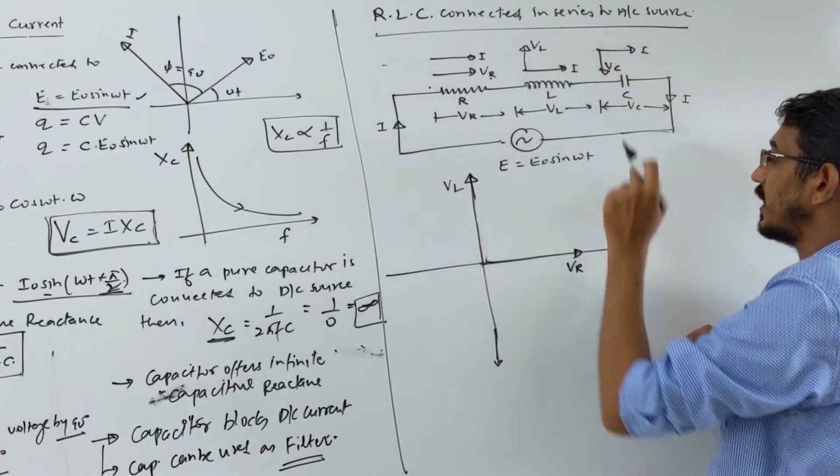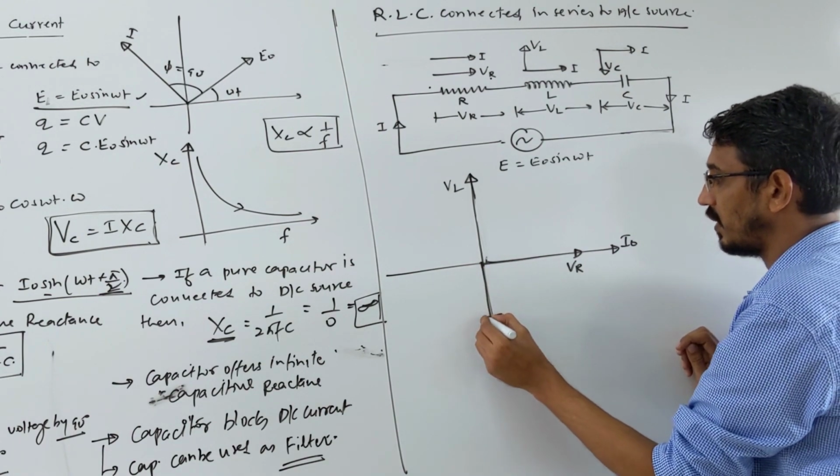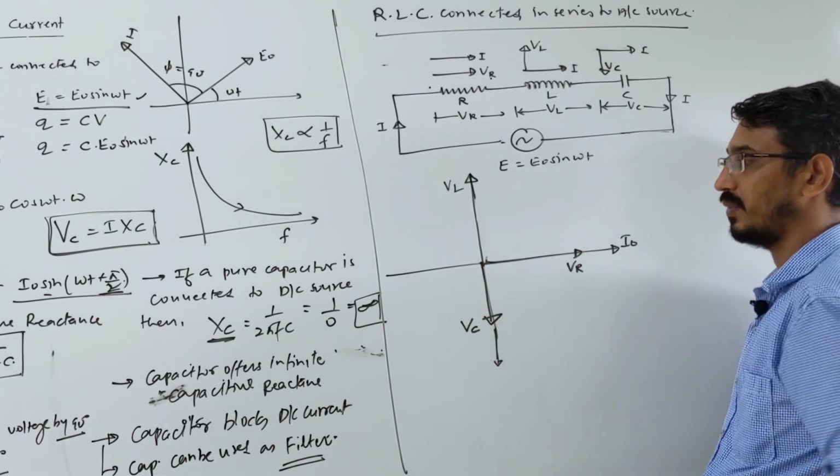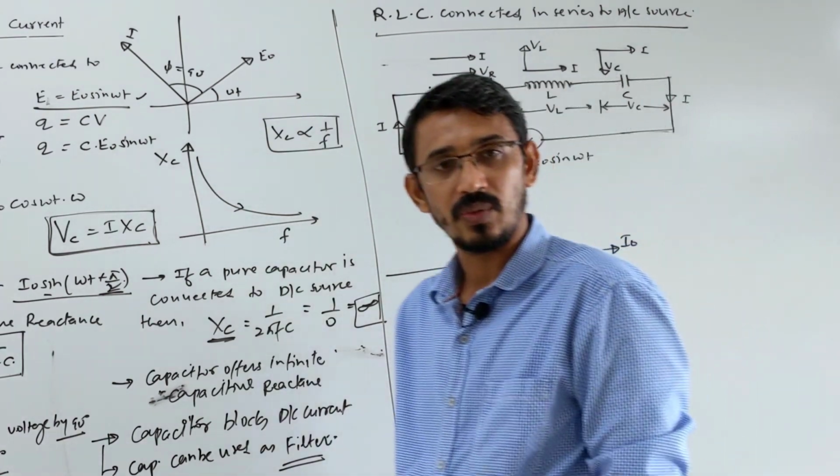Let's go here. That's the direction of current. The voltage is behind. So the voltage drop in your capacitor is VC, behind the current. Now you have three vectors, 1, 2 and 3. We want to add them by vector rules, right?